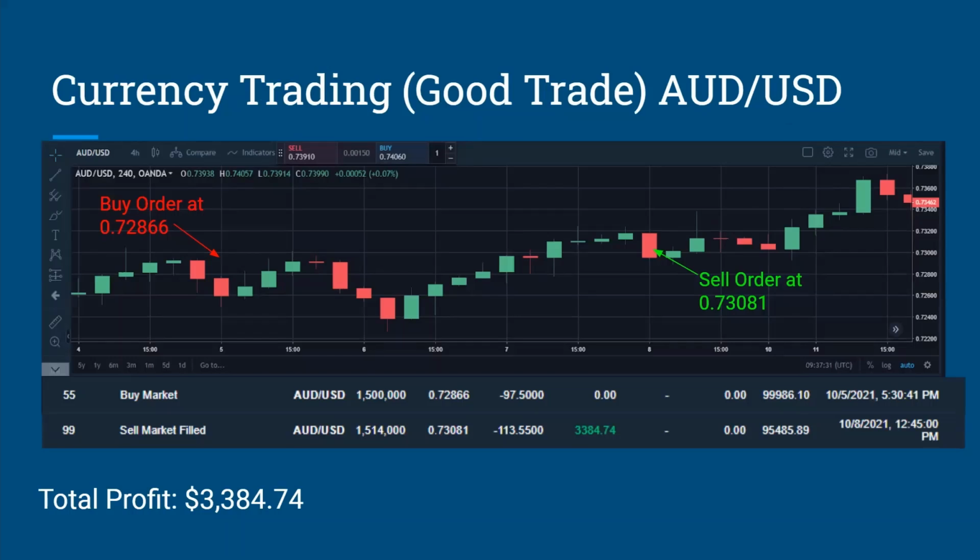Okay, so moving on. This is another example of a good trade that we participated in, and it's regarding Australia and the US dollar. So we bought in another significant amount of units, around 1.5 million units. And the difference between the Australian and US dollar isn't very much. So it's below 1 in terms of pips. And we had a significant profit in this current trade, around $3,300.